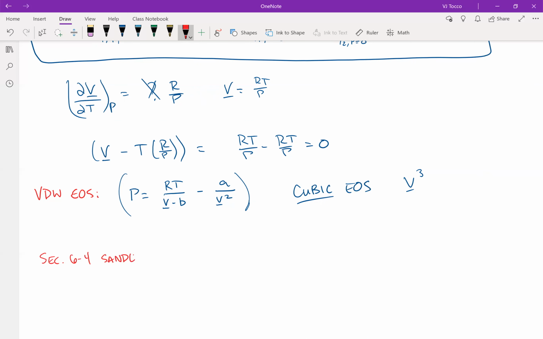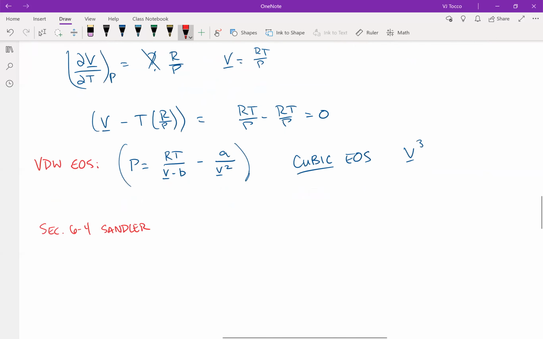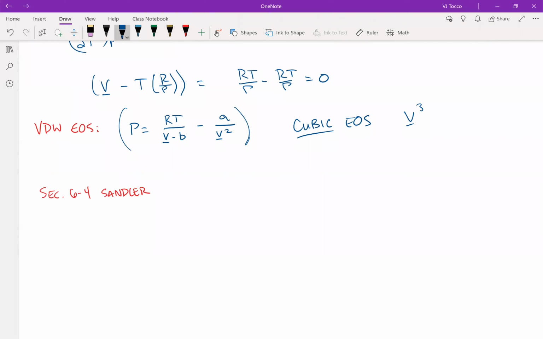I'm not going to show you the whole derivation. I'm just going to show you what it is. I encourage you to try this on your own before you read it. So try and see if you can adjust the expression that we had for the departure function to this form. This is just going from H minus H star. It's equal to RT times (Z minus 1), where Z is the compressibility.